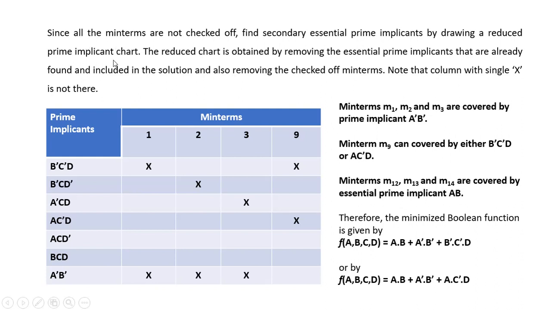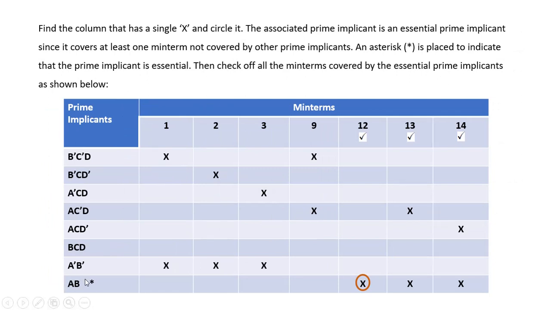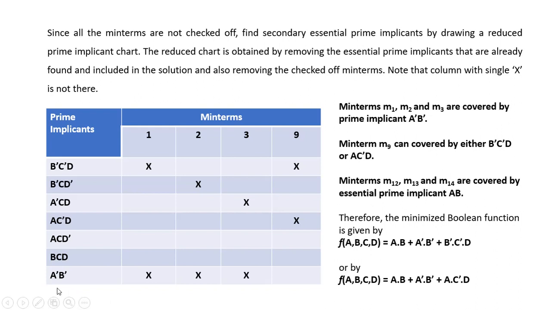Now to form this reduced prime implicant chart, we have to remove the essential prime implicant, this AB, and also these minterms which are covered by this AB. So we have removed that AB row and those columns, those minterms which were covered by that essential prime implicant. So we get this reduced prime implicant chart. Now we can see in this there is no column with a single cross, so that means we cannot find the secondary essential prime implicant.